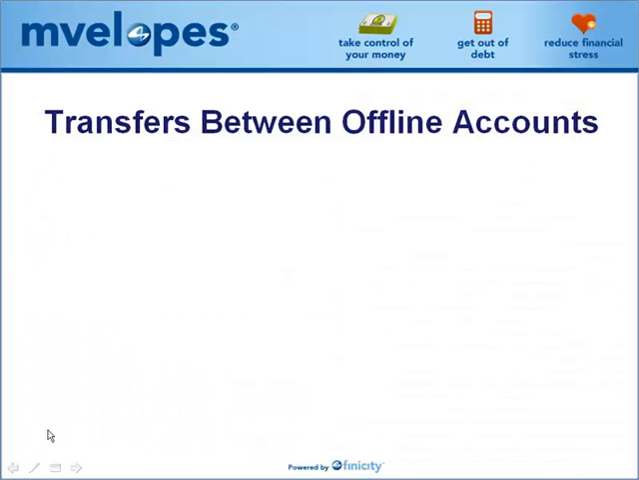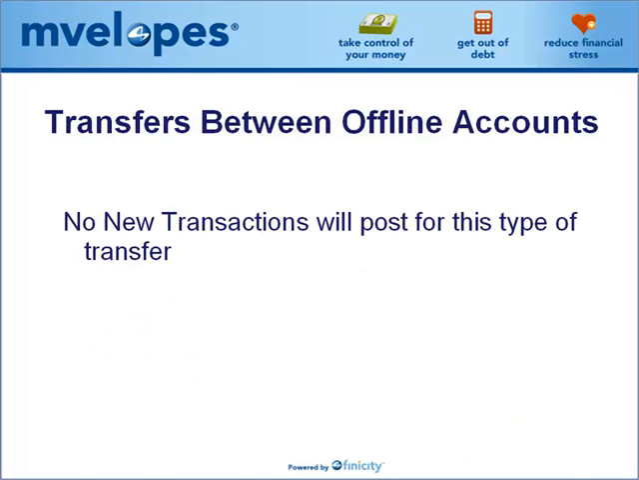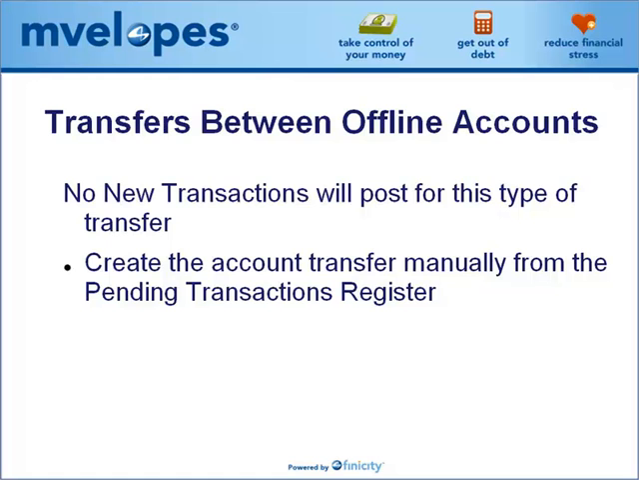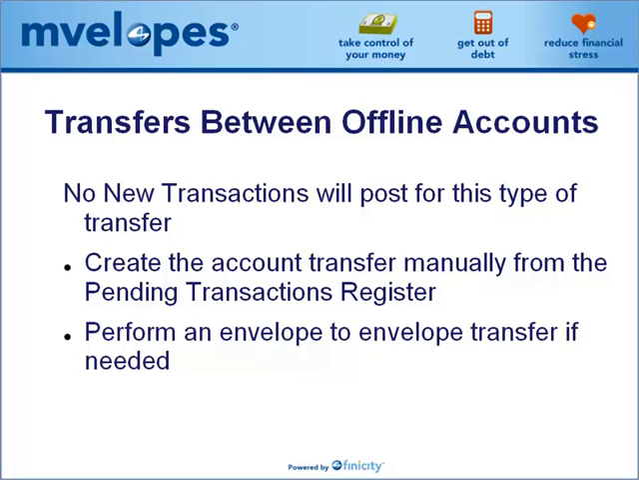And now on to the final type of account-to-account transfer in our system, transfers between two offline accounts. You'll find this situation very similar to our previous example. Since both accounts involved in the transfer are offline accounts, no new transactions will post reflecting the transfer activity. You'll need to create an account-to-account transfer manually from the Pending Transactions Register, and then simply perform an envelope-to-envelope transfer if the purpose of the funds has changed. Now, I'm going to show you an example of transferring funds from one offline cash account to another offline cash account.